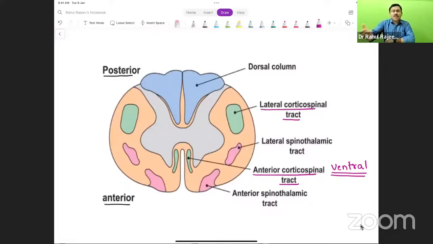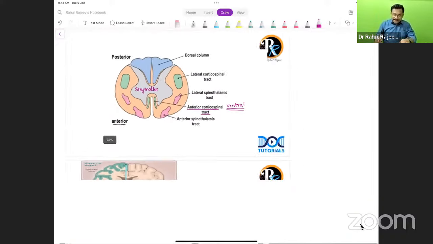Sir, I am seeing some more tracts, like lateral spinothalamic, anterior spinothalamic. We'll come to all those. Relax, no problem. For the time being, my interest is on the corticospinal tract. Why? Because we are analyzing the symptom of weakness and trying to identify what is a UMN weakness and what is an LMN weakness. So we are just diving deep into the topic to have a solid understanding, right? You see the dorsal column of the spinal cord as well, and in the central part, you've got the gray matter. In the brain, the white matter is in the center and gray matter is outside. In the spinal cord, gray matter is in the center and white matter is outside, right?